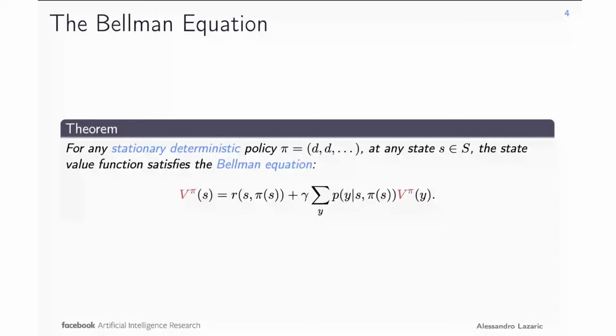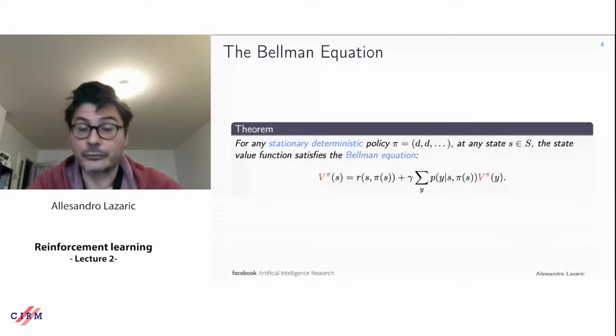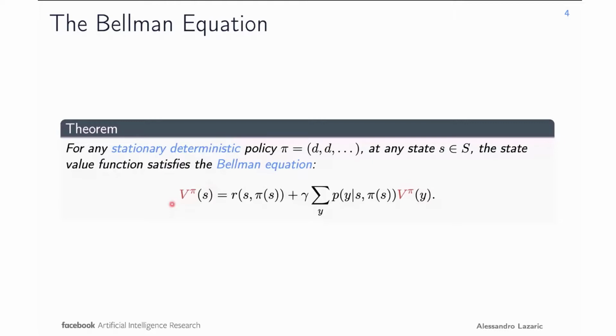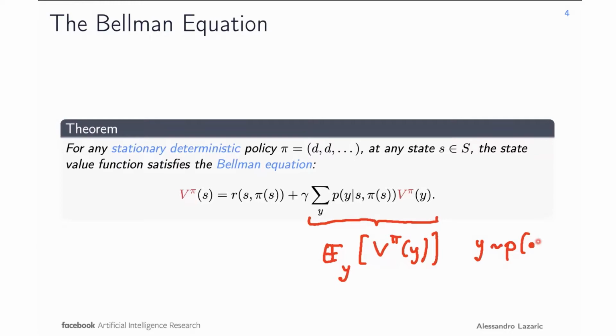So this is now in the general case of stochastic MDPs, and you see that it has exactly this structure. The value function in a state is the immediate reward plus gamma, and then, let me rewrite it a bit differently, the expected value with respect to the next state of V pi of y, where y is drawn from the transition of the MDP in s, a. Oh, sorry, where a here is pi of s.